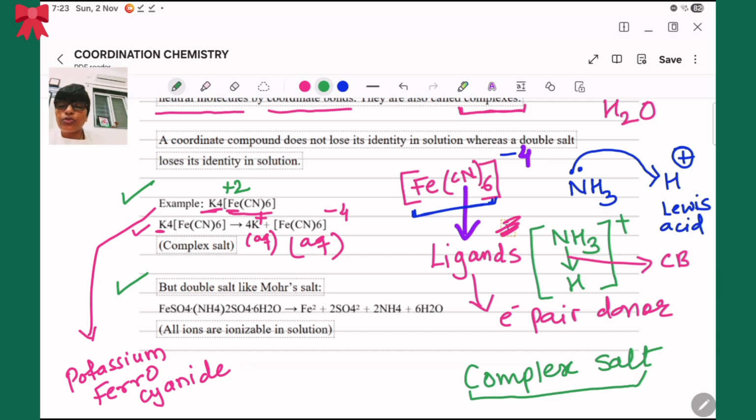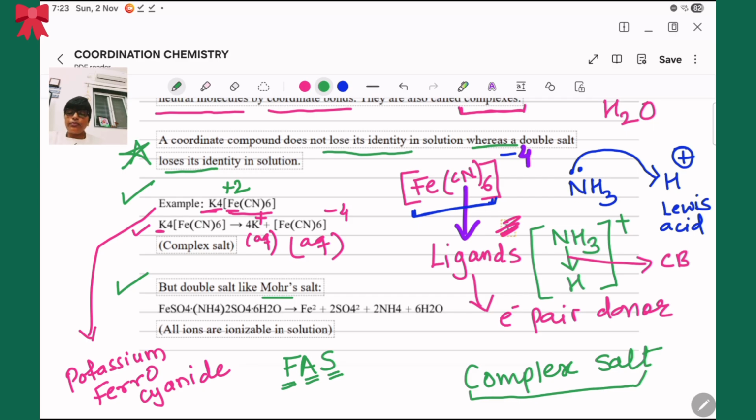So that is the point which is written over here. This is important for your exam. A coordination compound does not lose its identity in solution. That means its coordinate bonds are not broken; they are still intact. Whereas if you add a double salt in water, it loses its identity in solution. The most important example right now in front of you is the Mohr salt, which is also called FAS in short, that is ferrous ammonium sulfate, right?